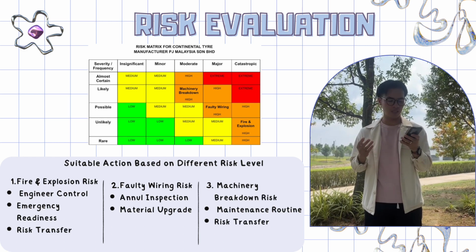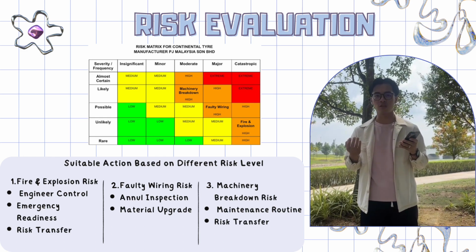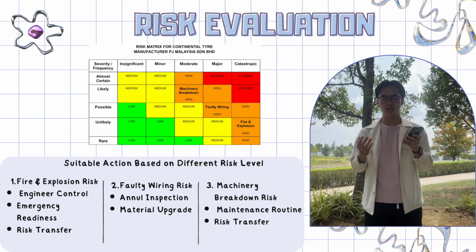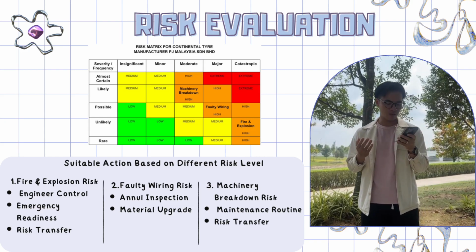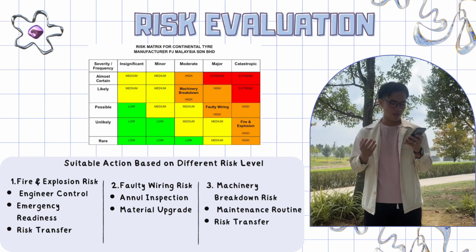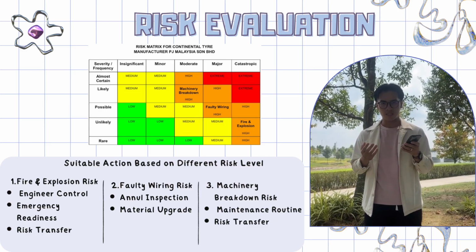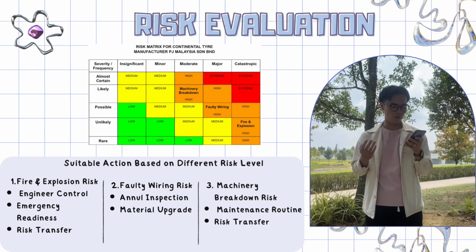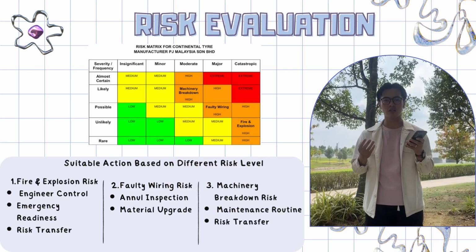And lastly, for the machinery breakdown risk, we suggest routine maintenance by implementing strict schedules for regular check-ups and preventive maintenance to catch component overheating and wear early. And lastly is risk transfer, by transferring the risk of loss by purchasing an industrial all risk policy.